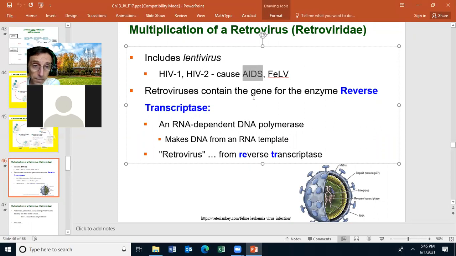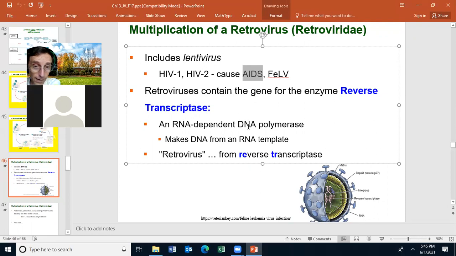Retroviruses are unique in that they contain a gene for the enzyme reverse transcriptase. Reverse transcriptase is an RNA-dependent DNA polymerase. And that should be clear to everyone what that is, right? Nobody's commenting. An RNA-dependent DNA polymerase is an enzyme that makes DNA from an RNA template.